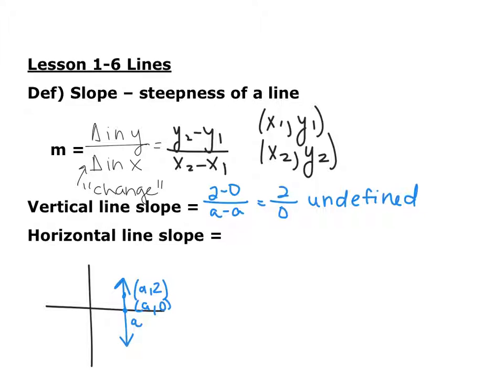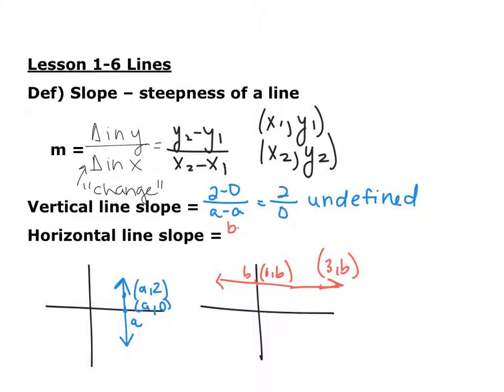For a horizontal line, let's say at y equals b, you have a point here at (0, b) and a point out here at (3, b). If you apply the slope formula, you have b minus b over 3 minus 0. So you end up with 0 divided by 3. 0 divided by anything is 0. So the horizontal line always has a slope of 0.